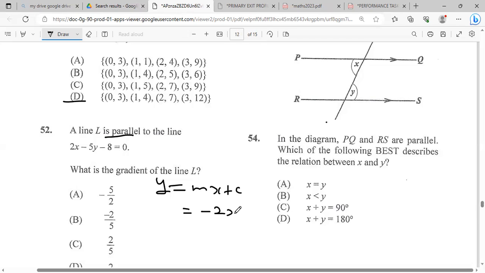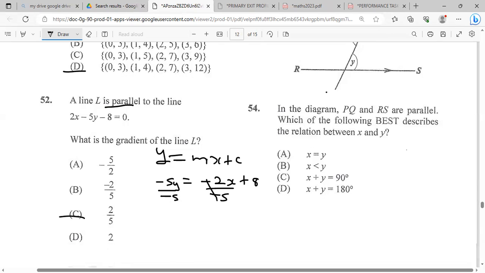But we still not really amidst the other part, you know. We really amidst the m, which is the gradient, all right? So we have -5y. So in order to get y by itself, we divide by -5. So this is the part that we really amidst. So this negative can see negative, so that would be c 2/5.